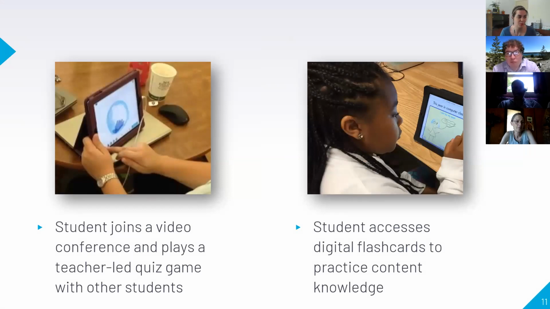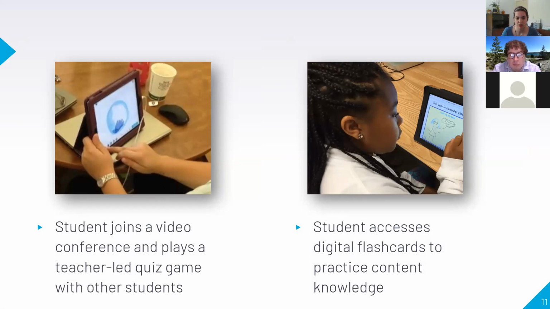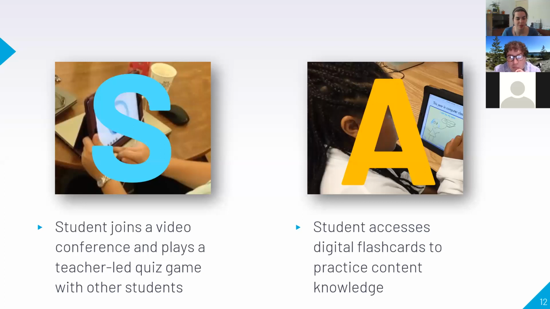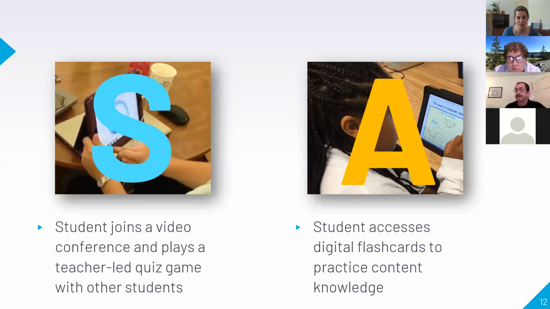In our next example, we have a student joining a video conference and playing a teacher-led quiz game with other students. And we have a student accessing digital flashcards to practice content knowledge. Looking at which one's asynchronous and which one's synchronous, the student that's joining the live video conference and playing the game with classmates would be the synchronous, and then the student accessing digital flashcards to practice their content knowledge would be an example of asynchronous.